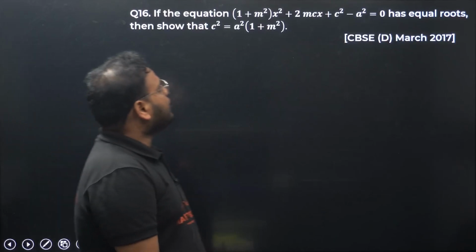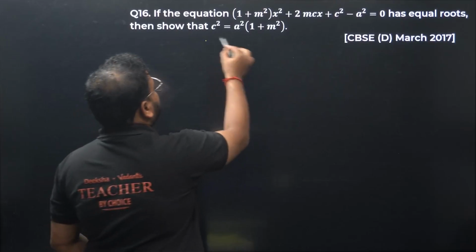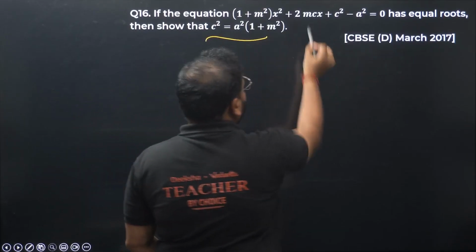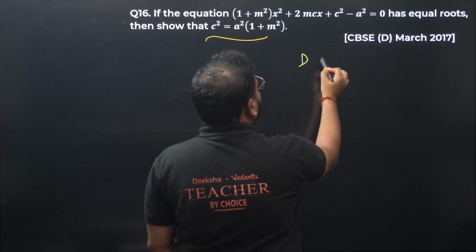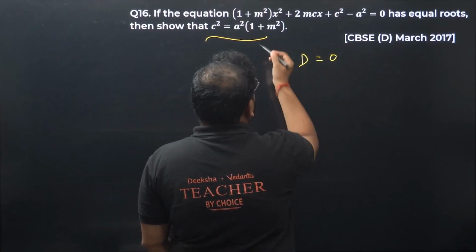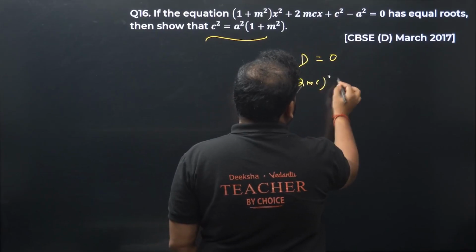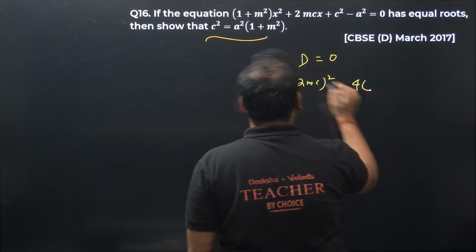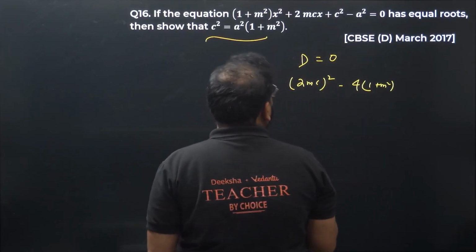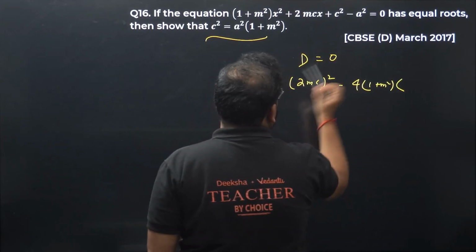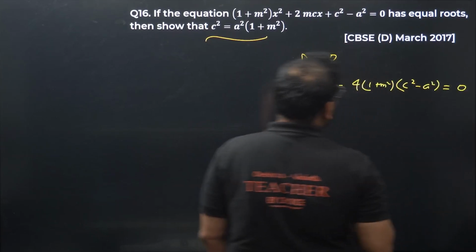If the equation given to you has equal roots, then this condition is true. For equal roots for this quadratic given to you, same condition, exact same thing, D as 0. Okay, if you try this out, you're going to get what? B square, right? So 2mc square minus 4 times a, 1 plus m square, and we have this c square minus a square equal to 0, 4ac, right?